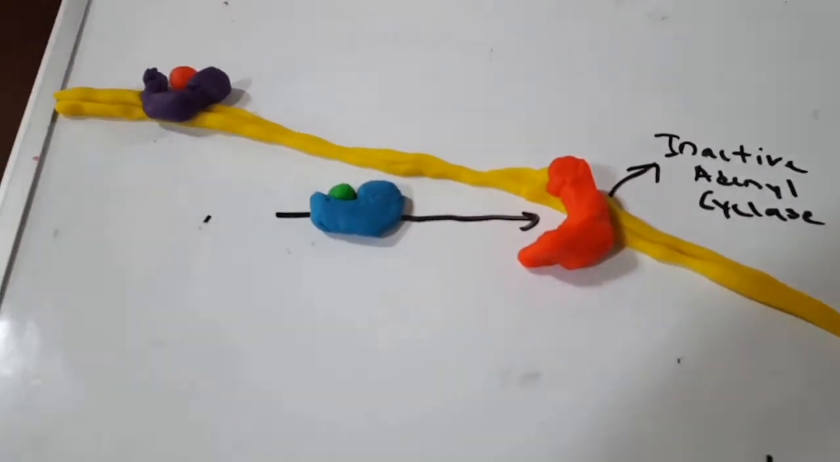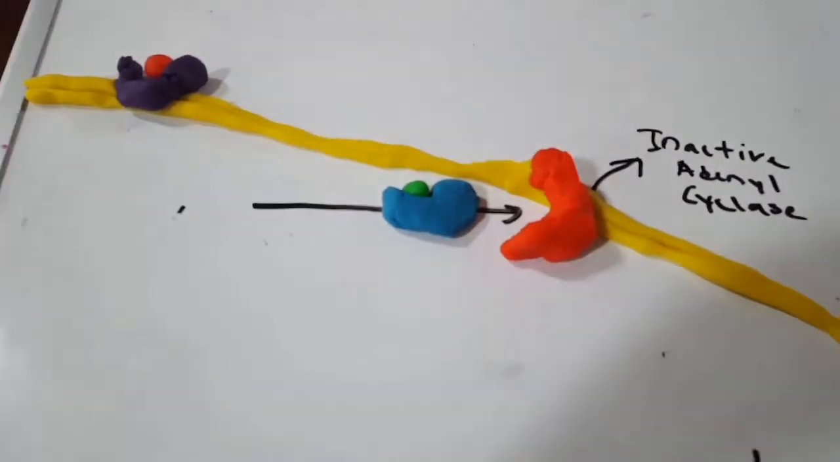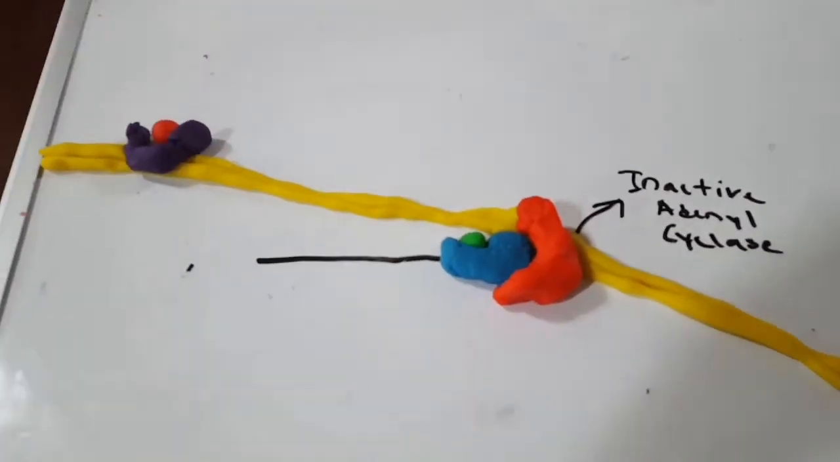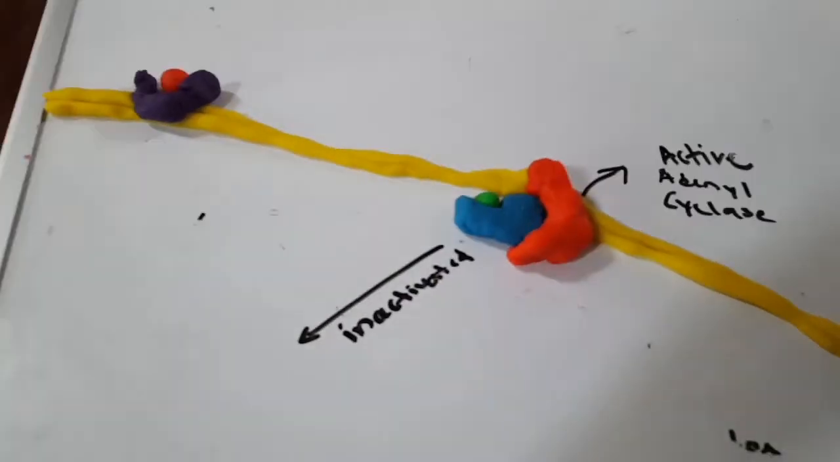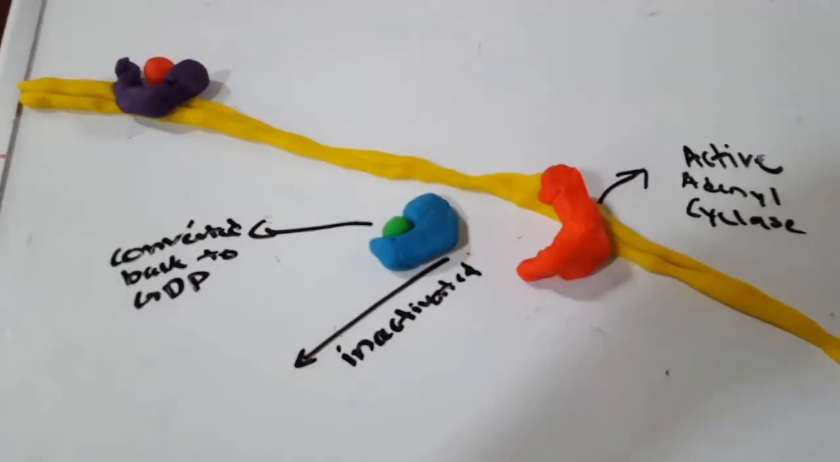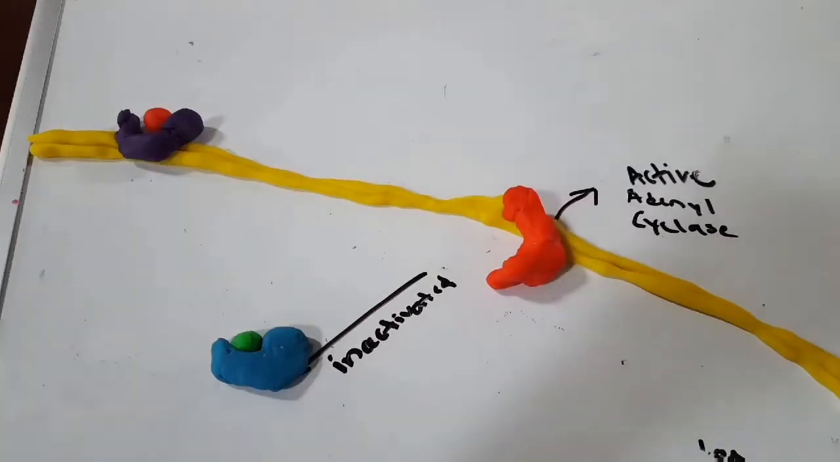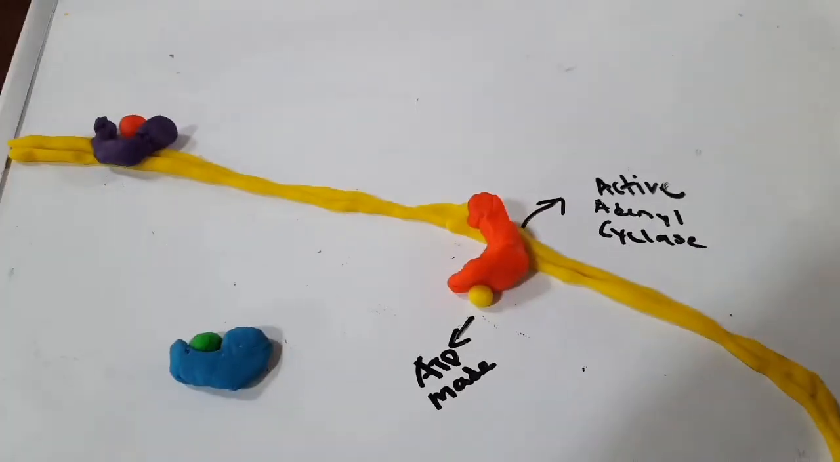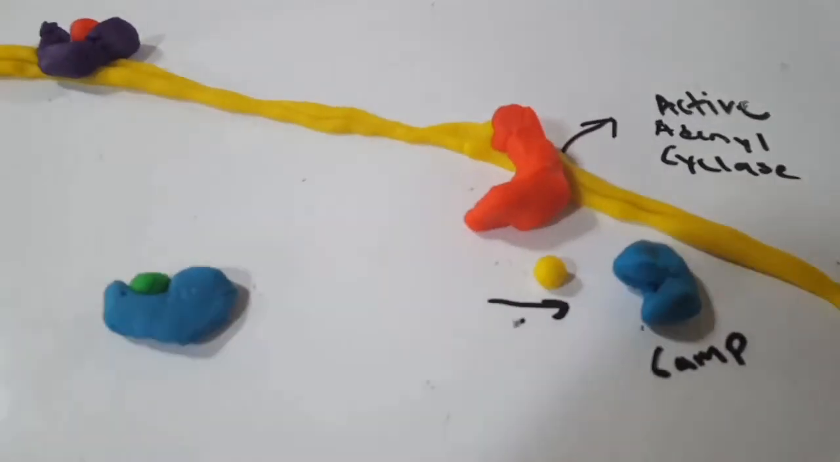The active G protein then activates the enzyme, which causes the G protein to be converted back into its inactive form, which also makes the GTP be converted back into GDP. The enzyme is also activated, and it produces cAMP from ATP. The ATP leaves and then it is produced into cAMP.